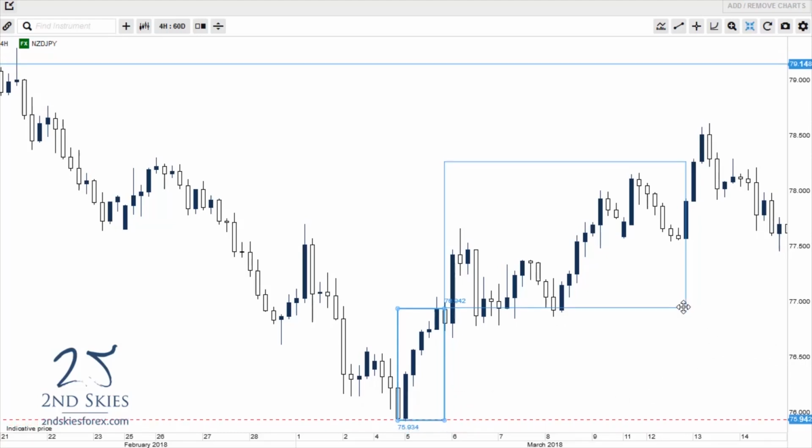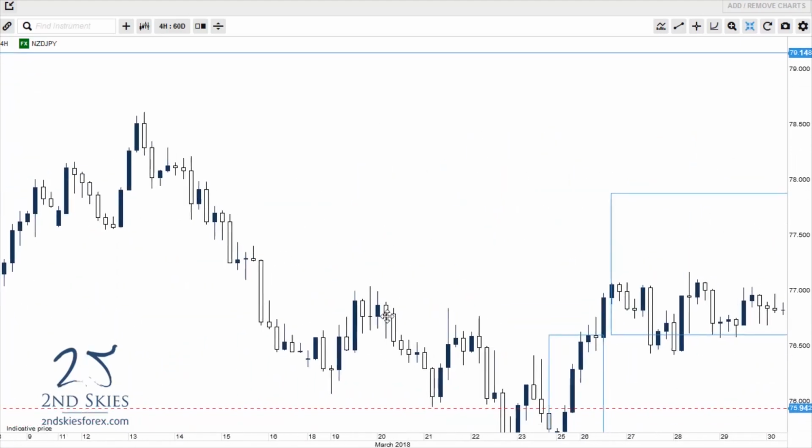So we're looking for a 125 pip move or higher. We're getting in at 76.95. That would put us at about 76.25, 76.30. So there we are. And what does it do? It just stays above this here, hovers, hovers, hovers, and then boom, takes off. So that is another Kifu setup on this one here. Kifus are quite active on the Kiwi Yen and many of the yen pairs as of late.